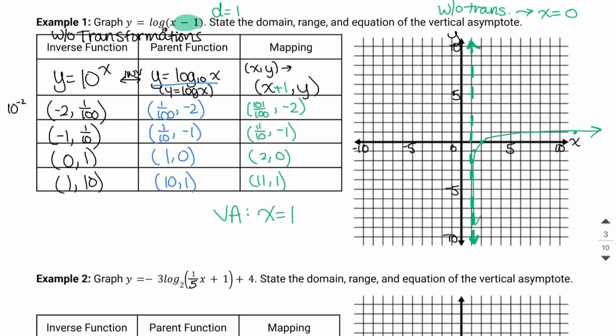And then we want to write out what the domain and the range are of this function. So the domain here: without transformations, we have a vertical asymptote at x equals 0 and nothing can be smaller than 0. With the transformation, our vertical asymptote is at x equals 1. So x is an element of the reals such that x is greater than 1, or we could say from 1 to infinity. Either way works. And then my range is going to be all real numbers.